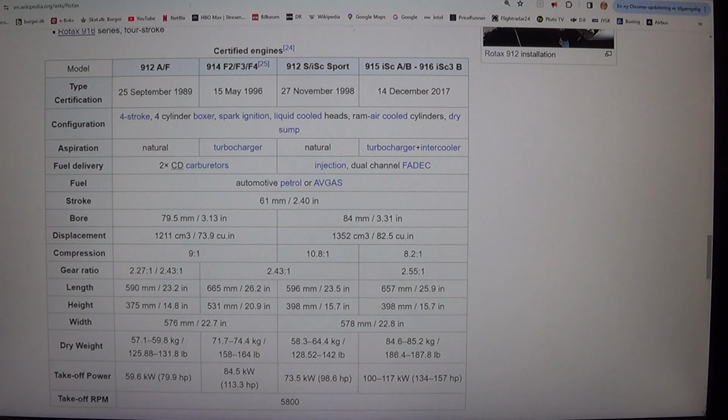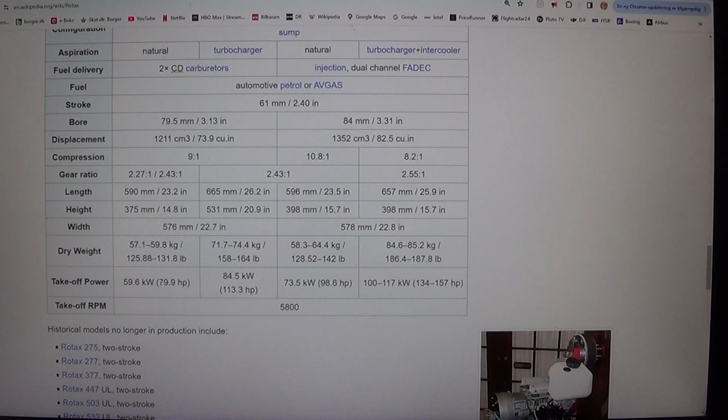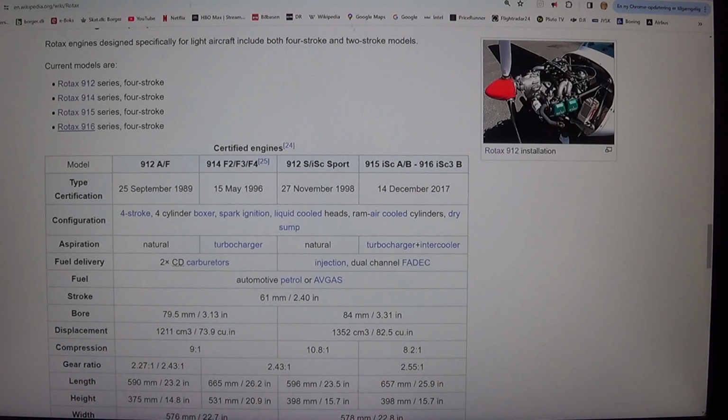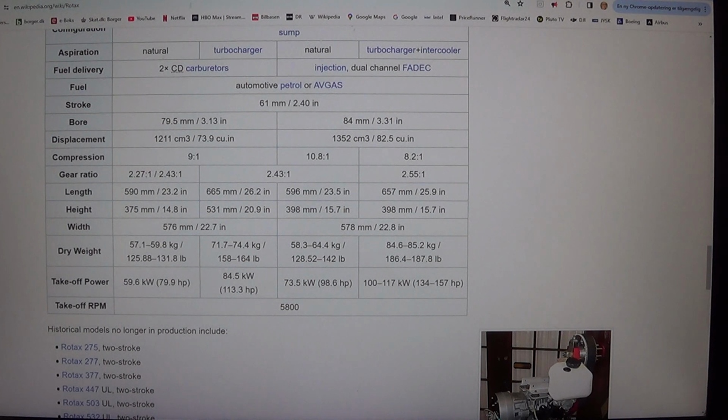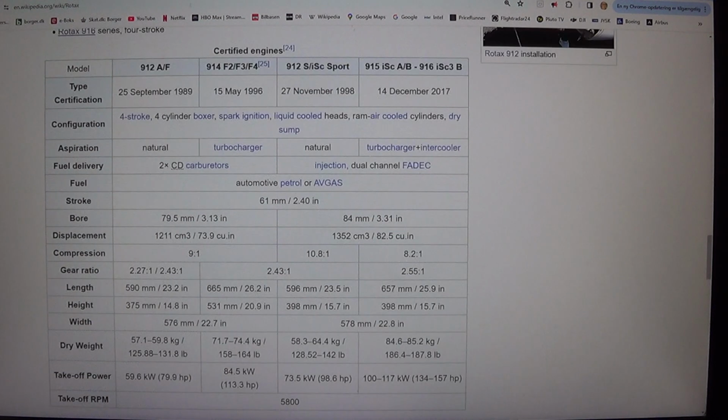Certified engines. Model 912 F, 914 F2/F3, 912 iS Sport, 912 S, 915 iSc, 916 iSc3 B. Type certification: the 25th of September 1989, the 15th of May 1996, the 27th of November 1998, the 14th of December 2017. Configuration: 4-stroke, 4-cylinder boxer, spark ignition, liquid-cooled heads, ram air-cooled cylinders, dry sump. Aspiration: natural, turbocharger, natural, turbocharger and intercooler. Fuel delivery: 2 CD carburetors, injection, dual channel FADEC. Fuel: automotive petrol or avgas.